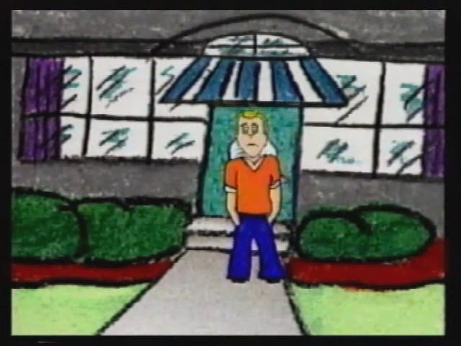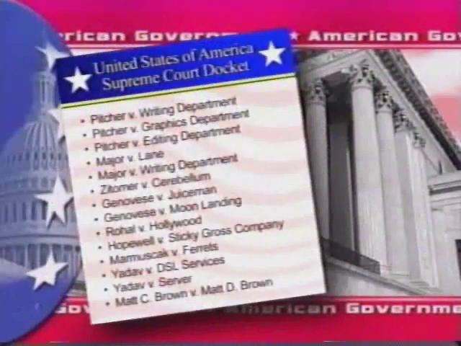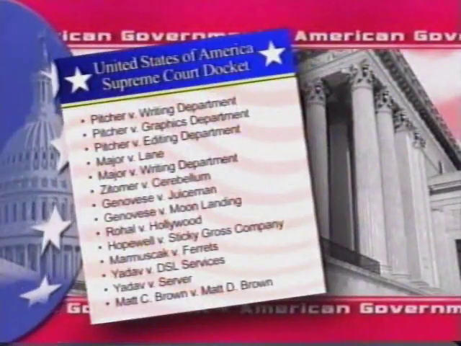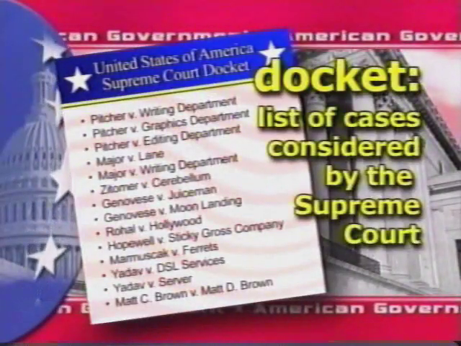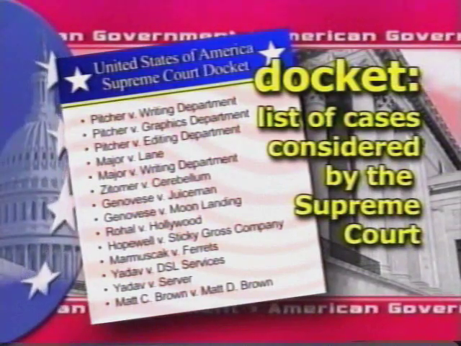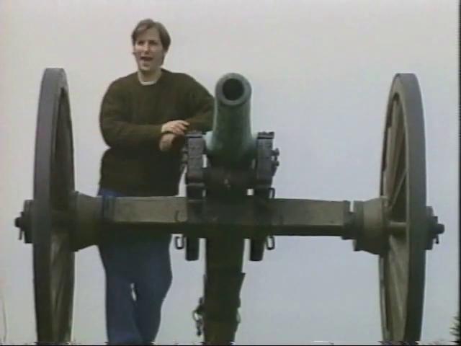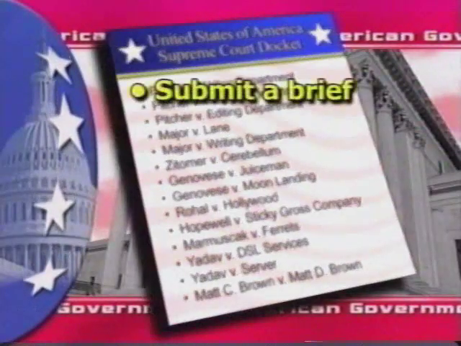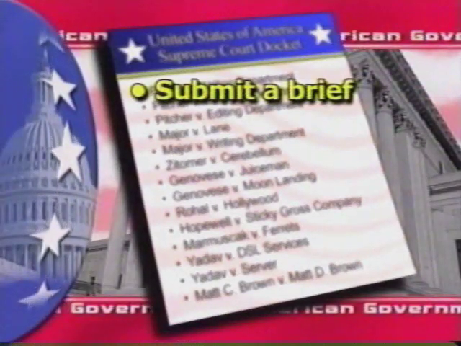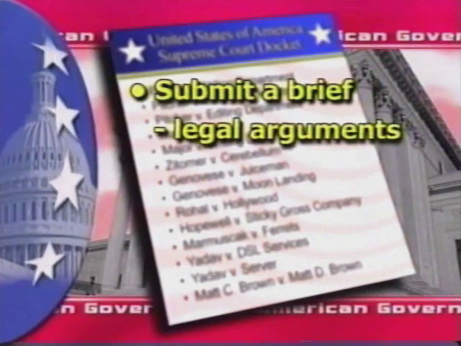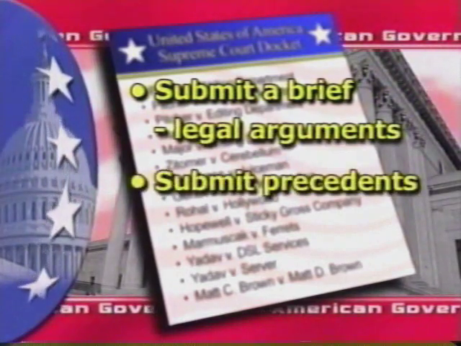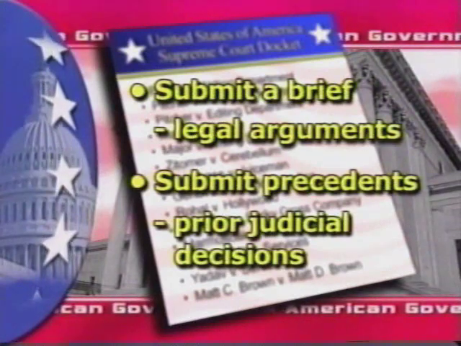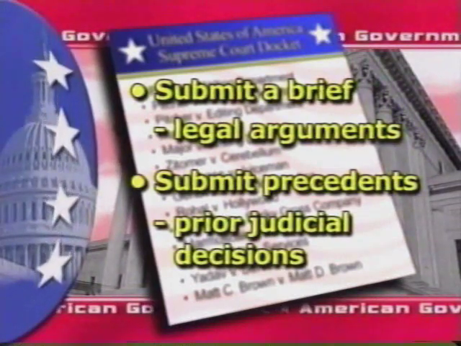As far as the Supreme Court is concerned, getting to the Supreme Court involves getting onto the docket. The docket is the list of cases the Supreme Court members have decided to consider. But getting onto the docket is a battle. To get onto the Supreme Court docket, you must first submit a brief, which is a document containing the collected legal arguments of your case, and you must include precedents. Precedents are prior judicial decisions that help support your side of the argument.